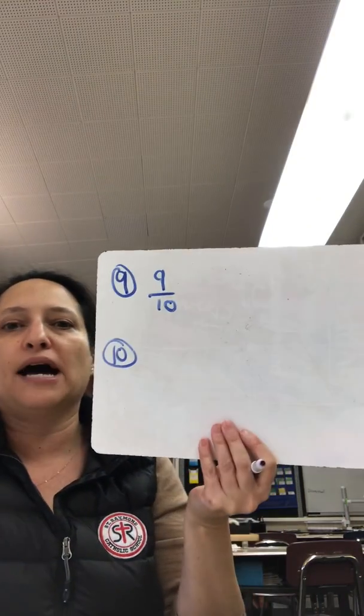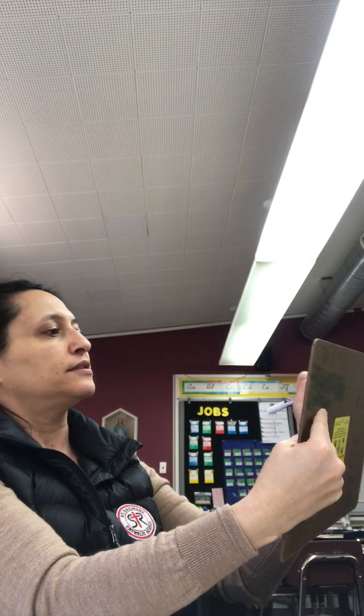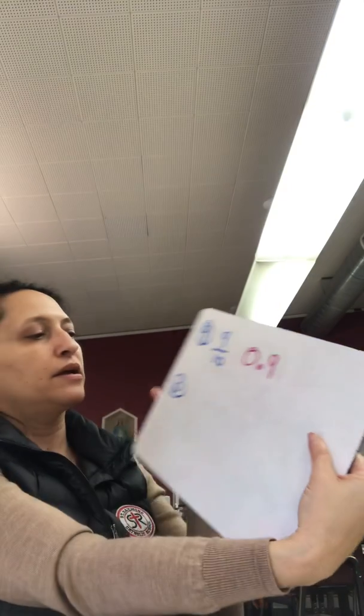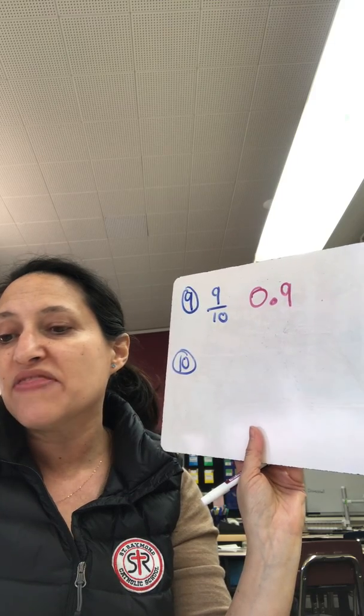All right, here's number 9. 9 tenths. 0.9. There you go. Okay. Number 10. There are 10 sports balls in the equipment closet. 3 are kickballs. Write the portion of the balls that are kickballs as a fraction, as a decimal, and in word form. Ooh, okay. So there are 10 sports balls in the closet.